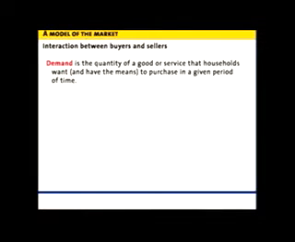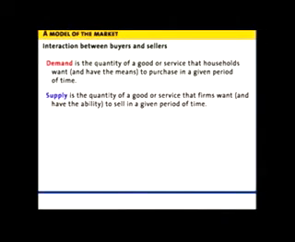In order to build this model, we're going to break it into pieces. First, we're going to examine the motivations of buyers. What determines the quantity of a good or service that people want to purchase in a given period of time? This is called demand. Then we'll look at the motivation of sellers. What determines the quantity of a good or service that businesses are willing to sell in a given period of time? This is called supply.